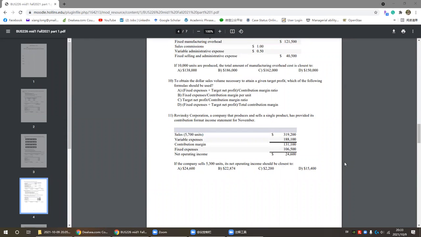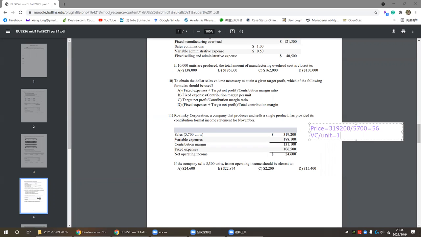For question 11, it asks if the company sells 5,300 units, what its net operating income should be close to. It gave you a contribution income statement right here. To do this kind of question, the first thing you need to do is calculate the price. So our price will be equal to 319,200 divided by the sales quantity of 5,700, so our price is equal to 56. Also, we need to find out our variable cost per unit.